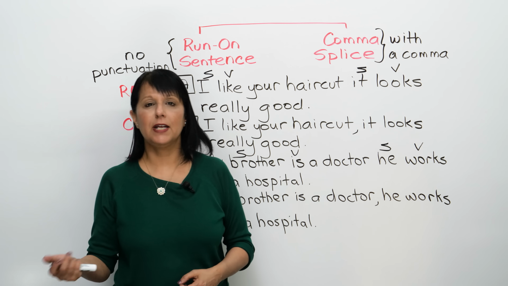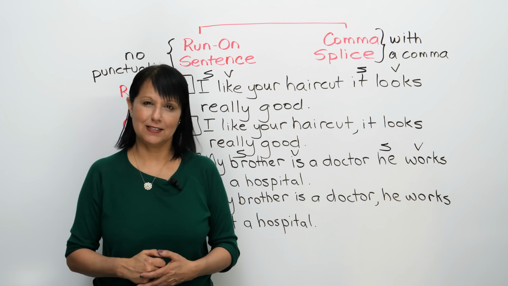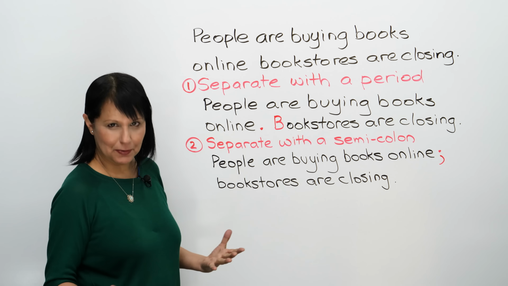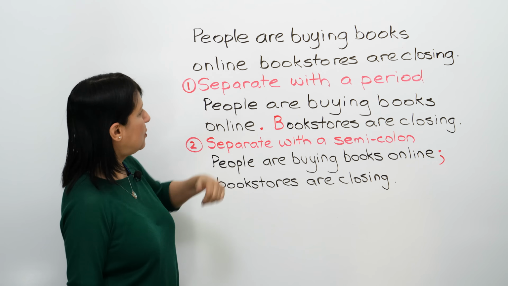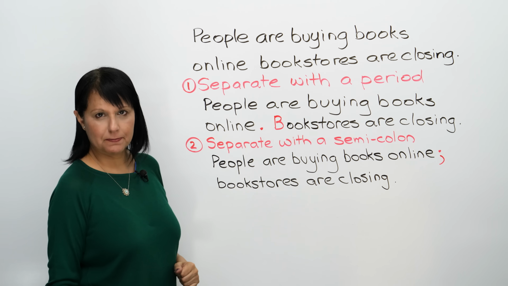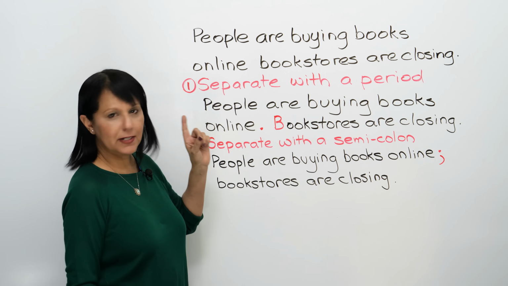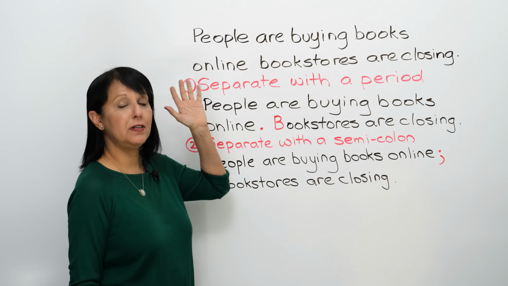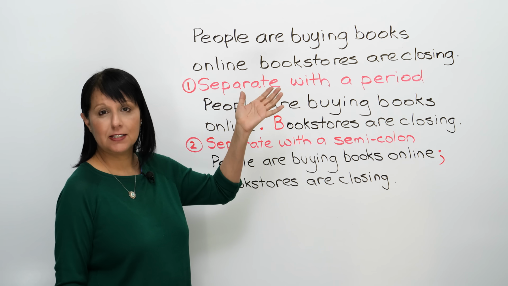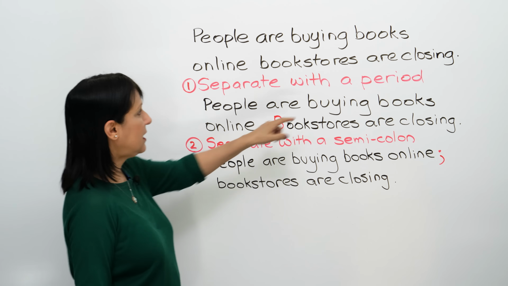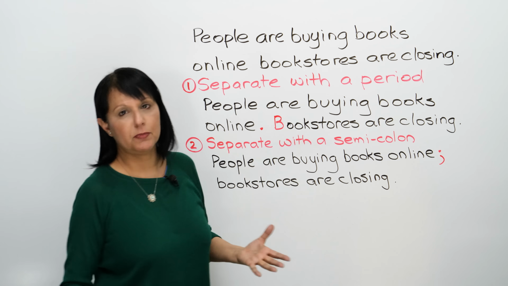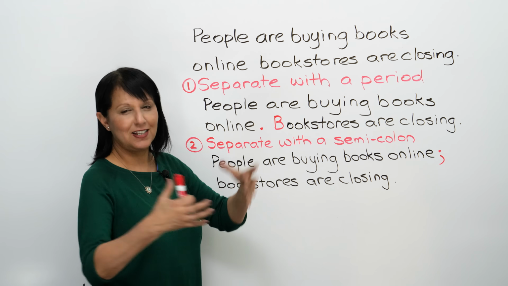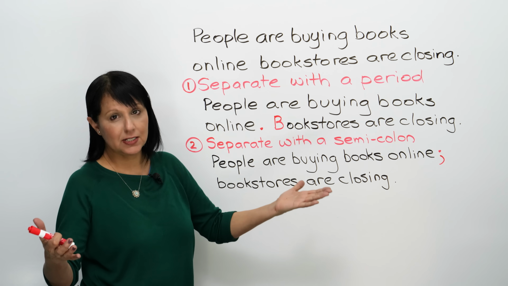So next, we're going to look at how to fix these mistakes. All right, are you with me? Let's take a look at a new example. People are buying books. Online bookstores are closing. All right? So right now, the way it is up here, this is a mistake. This is which one? Run-on sentence or comma splice? It's a run-on sentence, okay? If it had had a comma here, then it would be a comma splice. But one way or the other, we have two sentences which are incorrectly joined and made into one sentence.